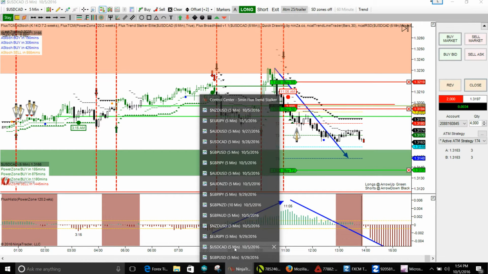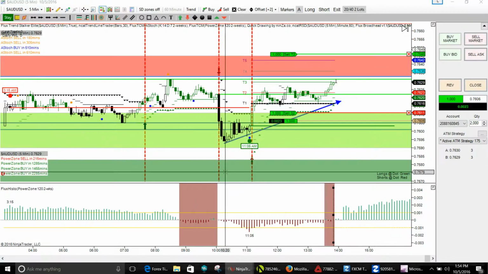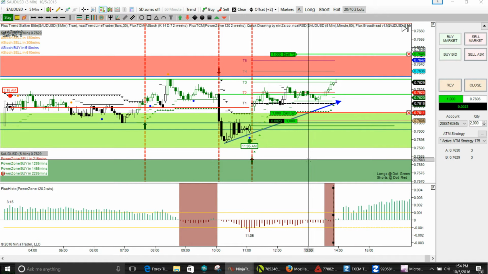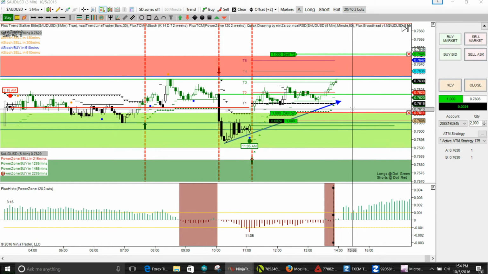That's the dollar Canadian. Let's go to the Aussie US dollar, that's the power zone. Aussie US dollar right here. Currently up 23 pips on the Aussie US dollar, coming up on some resistance here. We also took out the 25 pip target on this one as well. Trail moved up. We have no risk in this trade on this one.